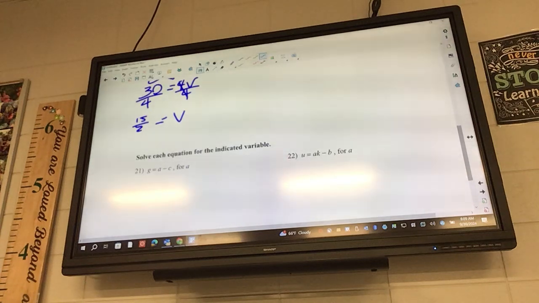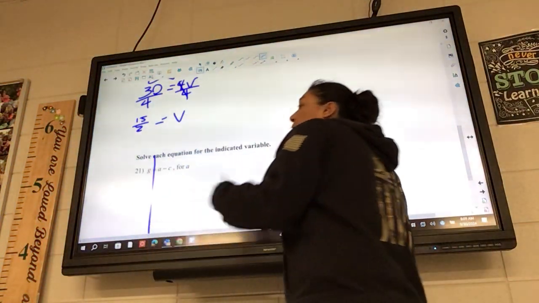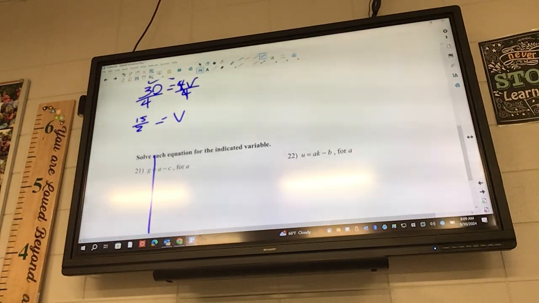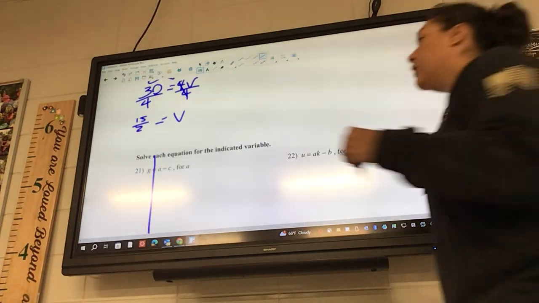Okay, so, if we look at 21, what does it say to solve for? What letter? A. Okay, so we're looking on the side where A is at. On the side where A is at, what else is there? C. So that means that C needs moved. You need to get everything away from whatever it tells you to find. Okay, well, how do I move a minus something? Plus it. So we're going to say plus C.